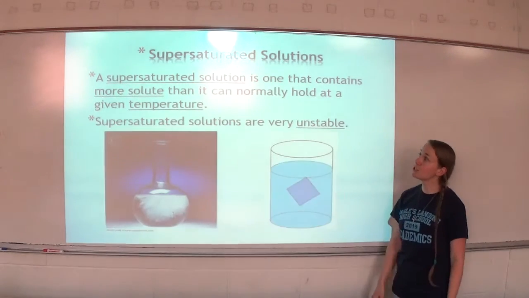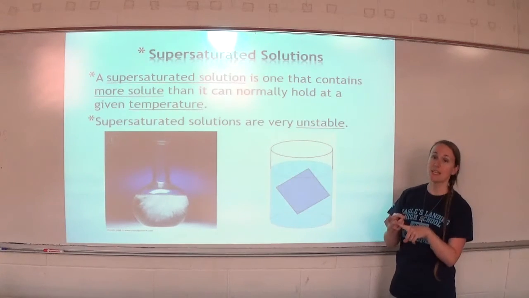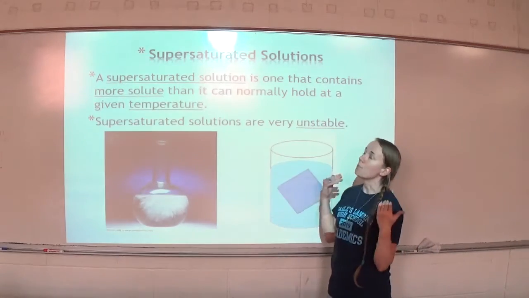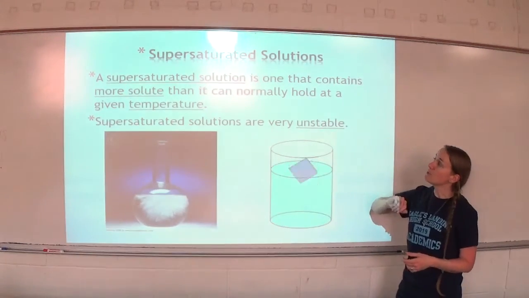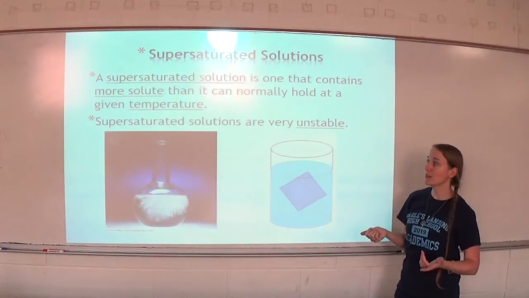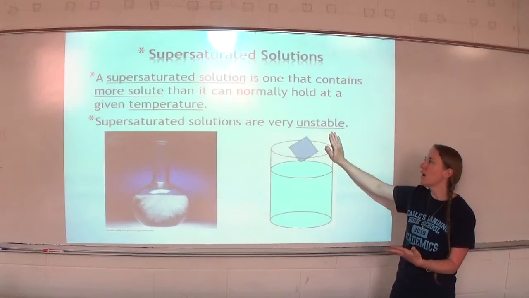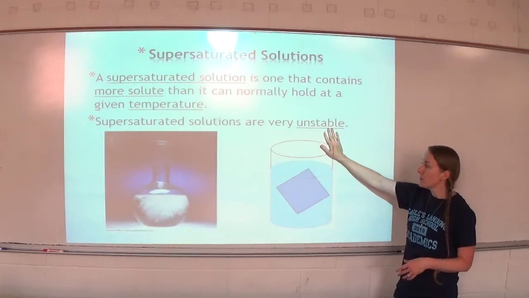Alright, last one is a supersaturated solution. Unsaturated is less than the maximum. Saturated is the maximum. So what would supersaturated be? Supersaturated is more than the maximum. A supersaturated solution is one that contains more solute than it can normally hold at a given temperature. Because this has more than is even allowed, they are very, very unstable.